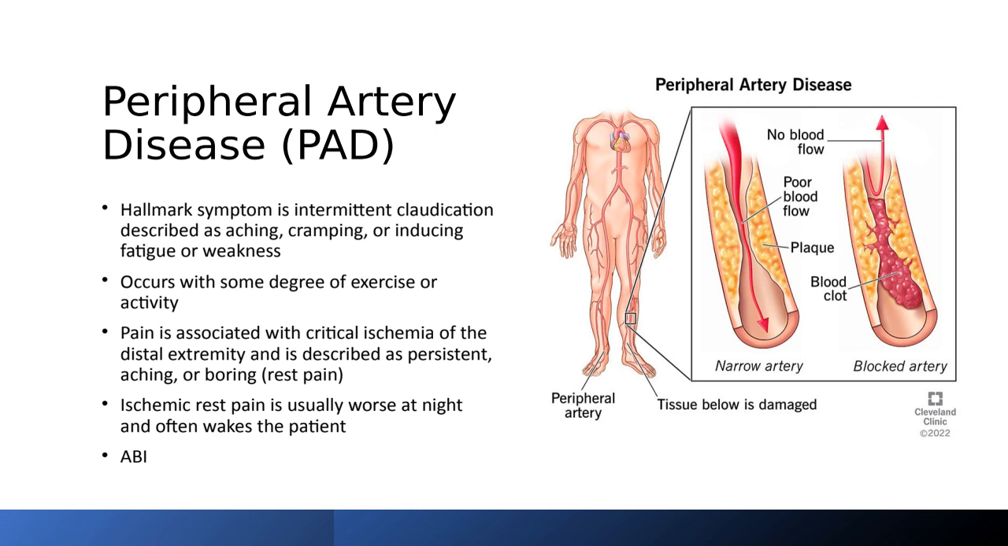Diagnostic test is an ankle brachial index. So ankle blood pressure is compared with the brachial blood pressure. So you'll take blood pressures in both legs, you'll use the highest one, and then you'll compare it with the arms. So an ABI should be 0.9 to 1.3. If it's less than 0.9, it is a great diagnostic test for determining peripheral arterial disease.